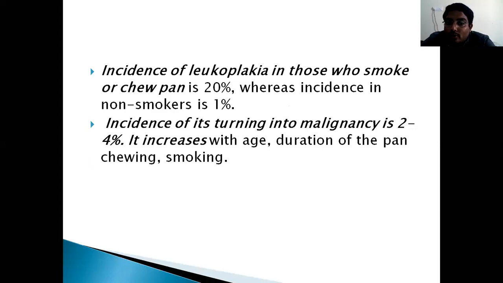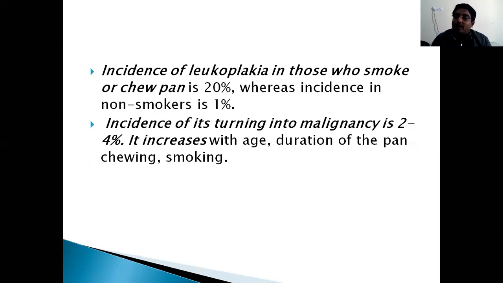The incidence of leukoplakia in those who smoke or chew pan is 20%, whereas the incidence in non-smokers is 1%. The incidence of turning into malignancy is 2 to 4%. It increases with age, duration, pan chewing, and smoking.